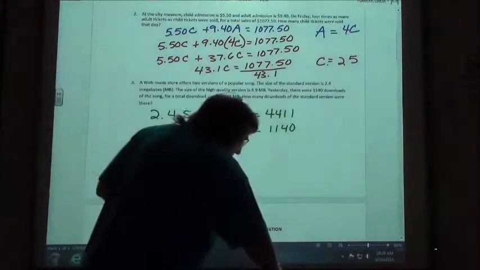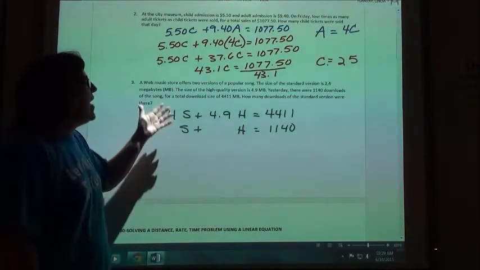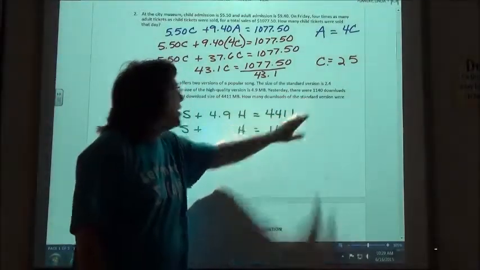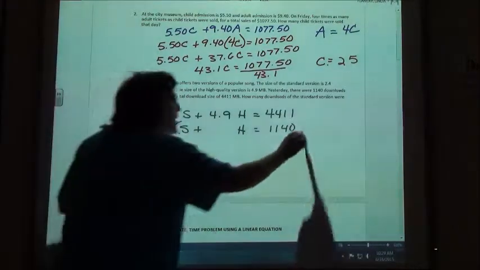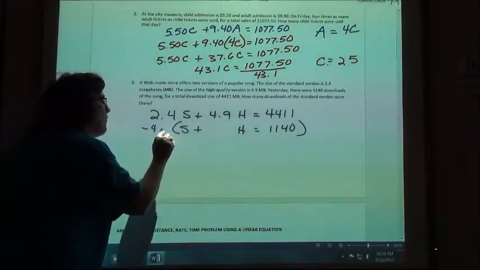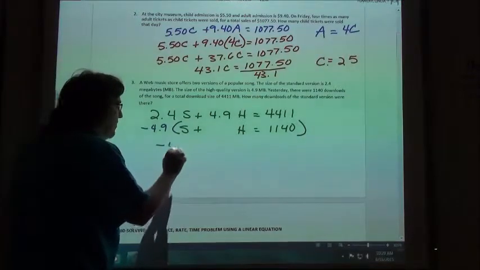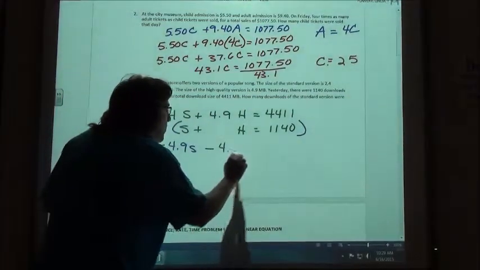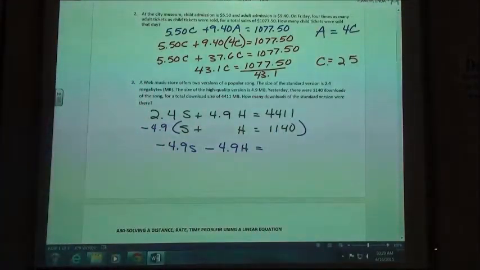So I said, besides substitution, we could also solve this by the elimination or addition method. Depends what book you read. But if I am going to do it that way and I want to find out how many standard ones, what I want to do is eliminate the high quality ones. So what I would do is take this bottom equation and multiply it by the opposite of what's in front of the H. So multiply everything in that bottom equation by negative 4.9, so that I can make opposites. Using my distributive property, I'd have negative 4.9S minus 4.9H. And then I'd also have to take that negative 4.9 times that 1,140.